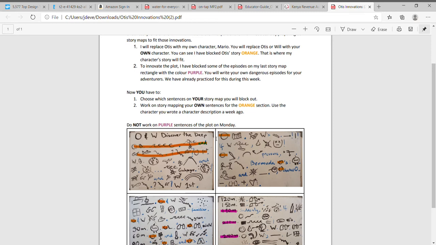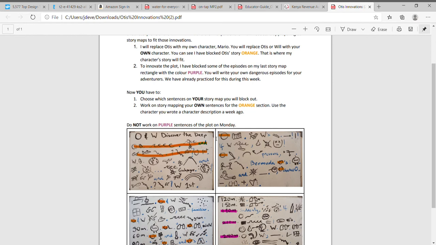You can see in these story maps, these are the same ones I sent you 2 weeks ago. I have blocked the story of Otis, in my case, with orange. Everywhere where it's blocked, that's where my character Mario is going to come in. So, for example, our story at the very beginning starts with Otis Barton discovered the sea early. So instead of starting like that, I'm going to start with my character, Mario.